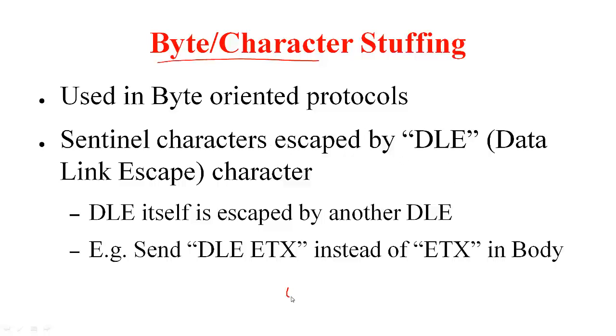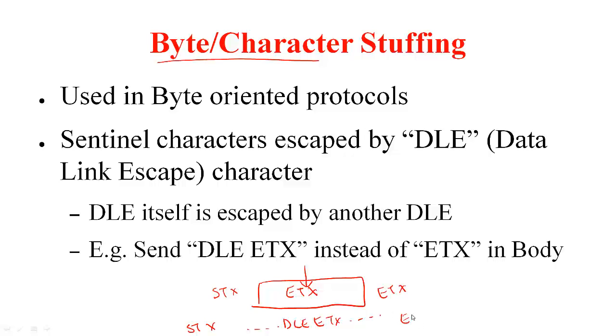it with a DLE. For example, if ETX is part of the payload, so this is the payload, you have STX here and it is ending with the ETX, and this ETX has appeared in the middle of the frame. Now what you instead send is DLE ETX instead of ETX. So there is some other stuff preceding it, and this is the beginning and this is the end. Now the DLE character itself is escaped by another DLE character.